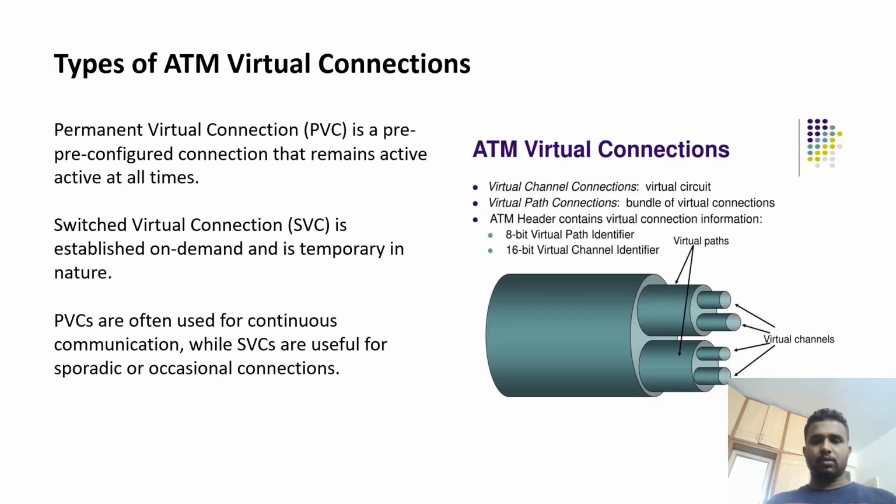Types of ATM virtual connection. Permanent virtual connection is a pre-configured connection that is active at all times. Switched virtual connection is established on demand and temporary in nature. Permanent virtual circuits are often used for continuous communication, while switched virtual connections are used for sporadic or occasional connections. ATM virtual connection, channel connections, virtual circuit, virtual path connection, bundle of virtual connections.